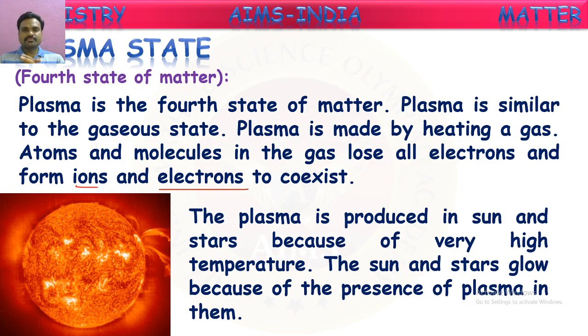When this hydrogen gas is burnt and converted into helium gas, it produces a large amount of heat. Because of this large amount of heat, the other gas molecules present there lose their electrons, forming ions and electrons that coexist. That coexistence we call plasma. So the sun and stars are globes of plasma. The sun and the stars glow because of the presence of this plasma in them. Yes, we say the sun and stars are brightly glowing. This is because of the existence of plasma in them at a very high temperature.